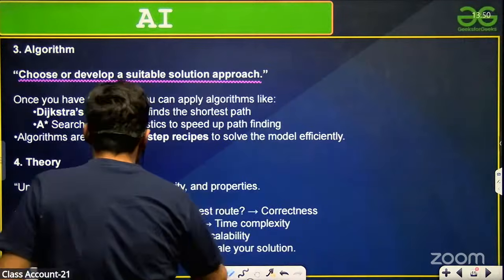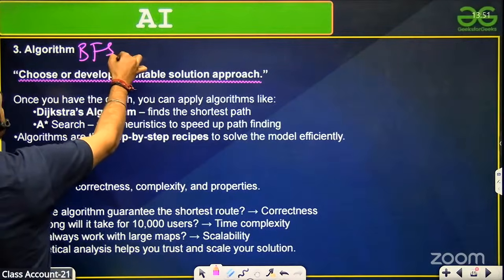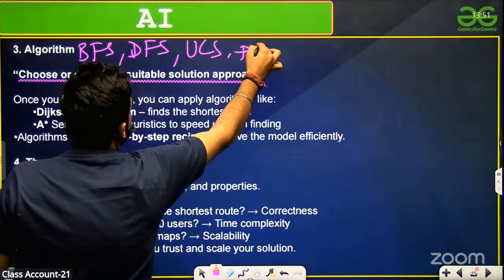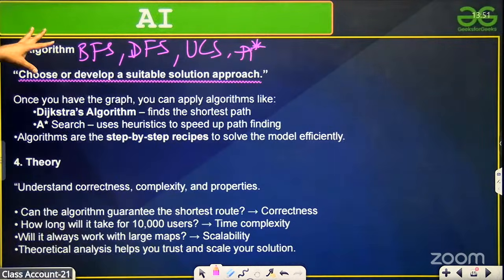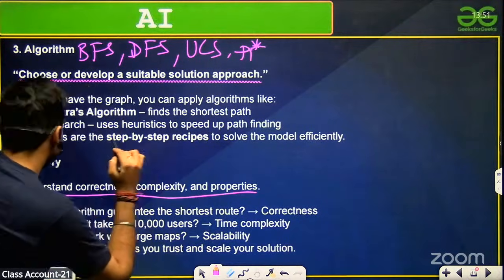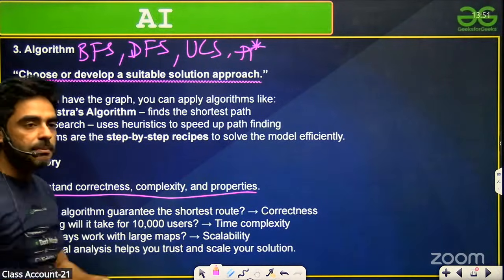Whether I should use BFS, DFS, UCS, or A star, everything would come here. And in theory, what is theory? Theory is understanding the correctness, complexity, and properties. For example, can I scale it?